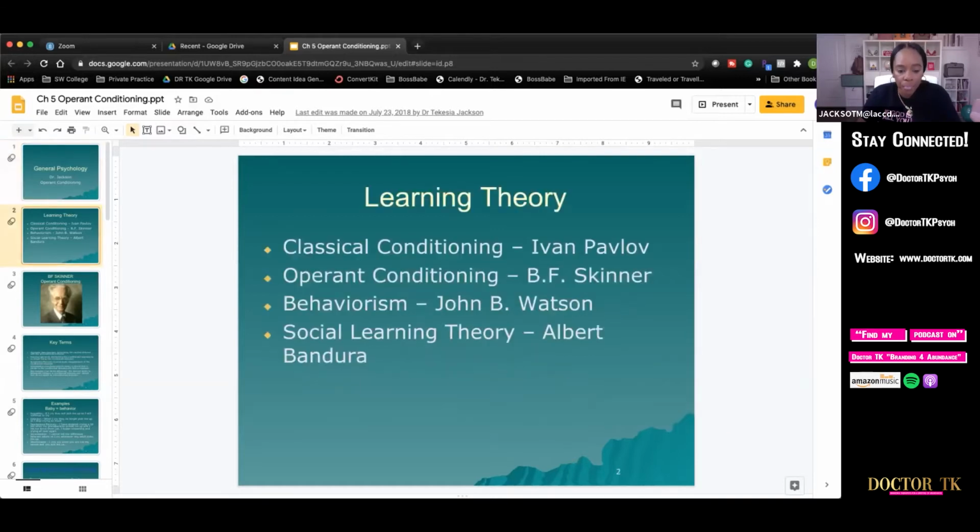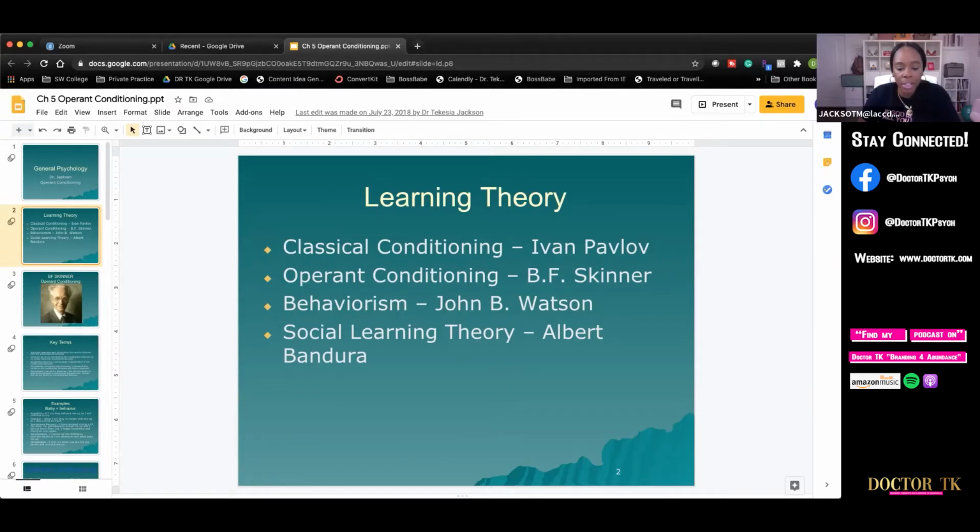So just as a review, in the previous class we talked about classical conditioning and we talked about Ivan Pavlov, okay? So today we're actually going to finish up and we're going to talk about operant conditioning, known as B.F. Skinner. And remember that you want to know the names of the theory along with the theorist, meaning their names, of who develops what, okay?